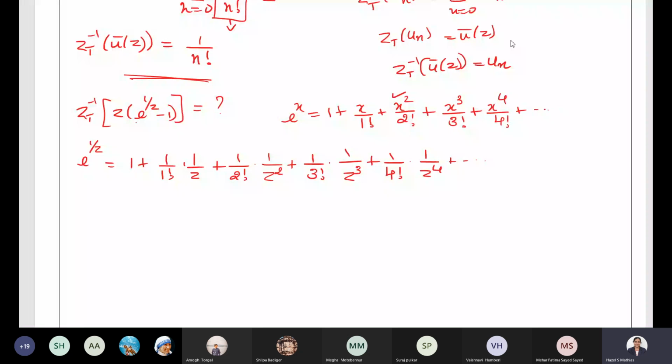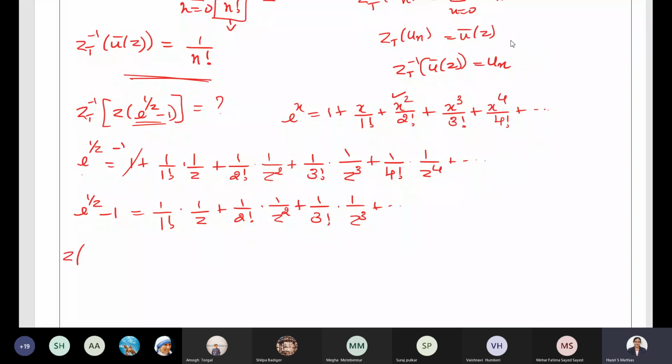Now we have to find z into e power 1 by z minus 1. This is e power 1 by z. So what will be e power 1 by z minus 1? Subtract 1 from both the sides. So this 1 gets cancelled if you subtract. You get 1 by 1 factorial into 1 by z plus 1 by 2 factorial into 1 by z square plus 1 by 3 factorial into 1 by z cube, etc. Subtract 1 from both sides. So when you subtract, minus 1 plus 1 will be 0.